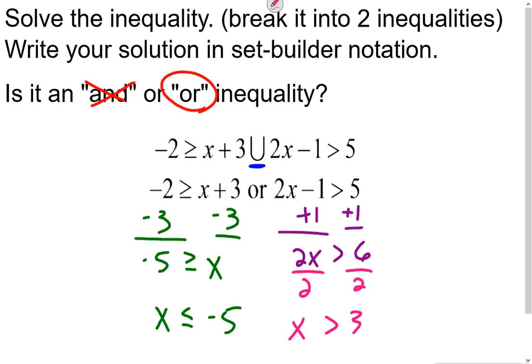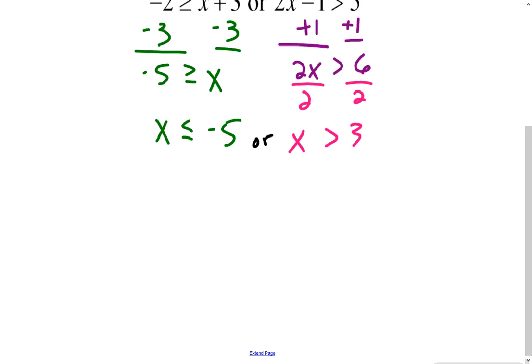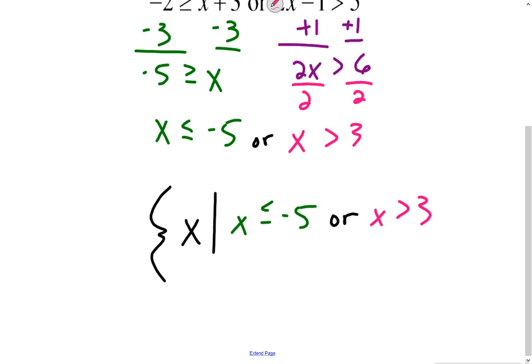Now remember, this was an or, a union of. And I'm going to write that into set builder notation as well. So if I do this in set builder notation, I put my x, such that, and then we just write those two inequalities. x is less than or equal to negative 5. And then put your word or here, or, and then x is greater than 3.